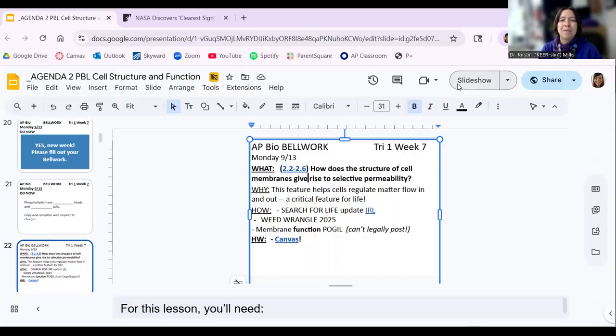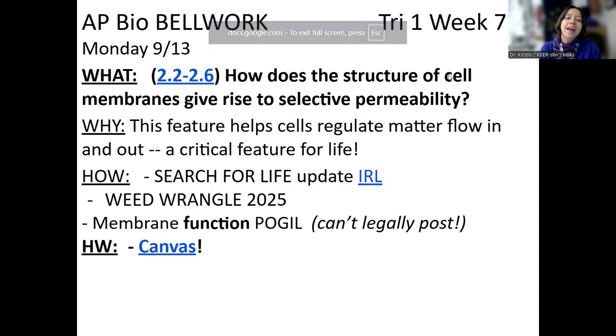Good morning. I'm going to be better equipped by the time I see you later today. This feature helps cells regulate matter flow in and out, which is an absolutely critical feature for life. A bombshell of news just broke. Maybe you've seen it, about our search for life in real life. So I'll share that with you.